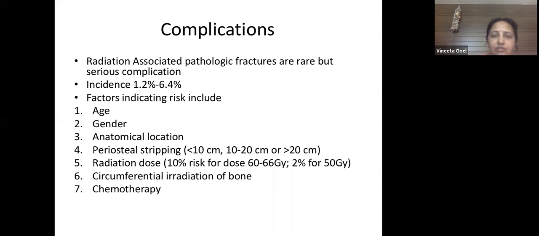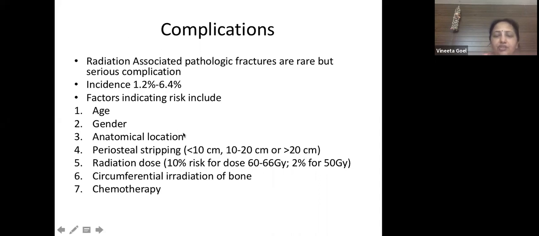And there are various risk factors which determine who will be at a higher risk of getting these fractures. For example, older patients will have a higher risk of fracture as opposed to younger patients. Women generally have weaker bones. They have more osteoporosis. So women have a higher risk of getting pathological fractures. Upper limb tumors will have a lesser incidence of pathological fractures. Lower limb or the weight-bearing bones have a higher risk of pathological fractures. Patients who've had periosteal stripping as a part of surgical excision to get the clear margins are at a higher risk of pathological fractures. So we must look at all this information.